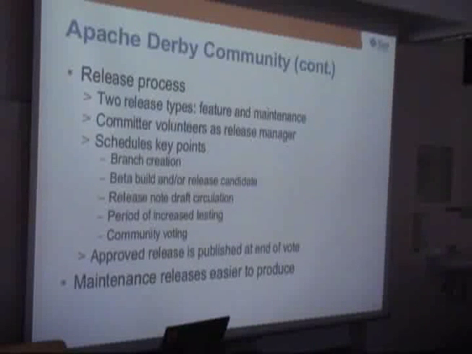And during this time, after the first release candidate has been cut, there's a period of increased testing. And this is followed up by community voting at the end of the period. If the vote passes, the release is published. And maintenance releases are slightly easier to produce because you don't have to cut a branch, and there are also fewer code changes. So you have more confidence that the release is sound.